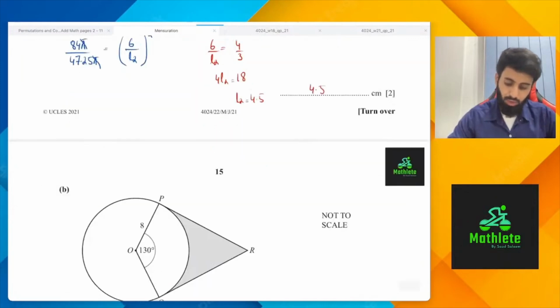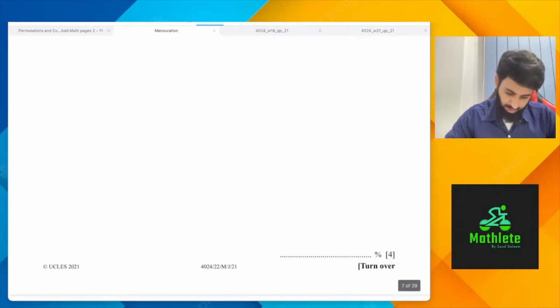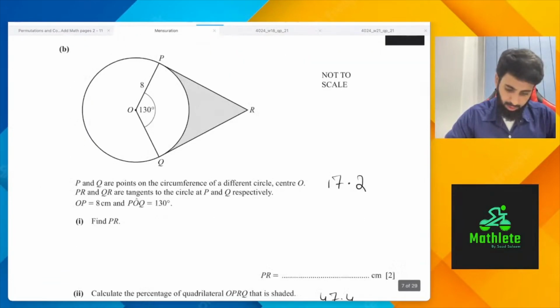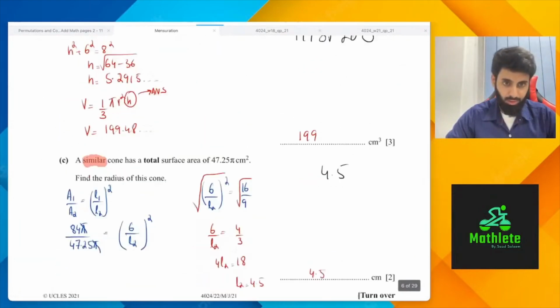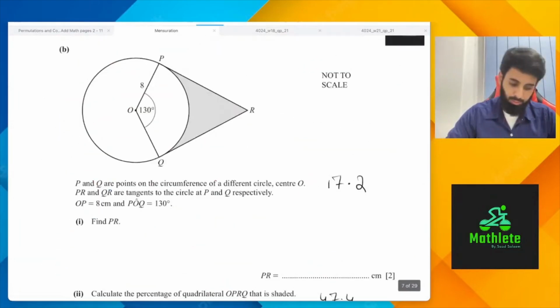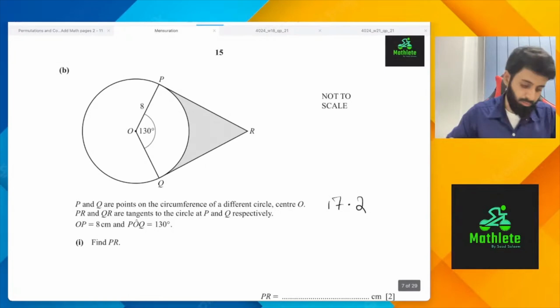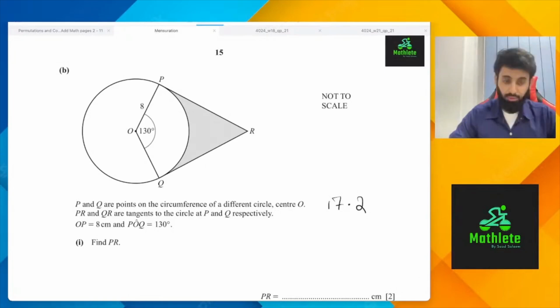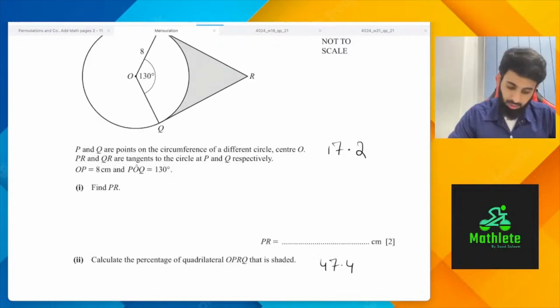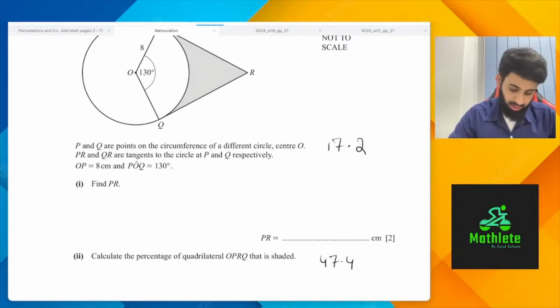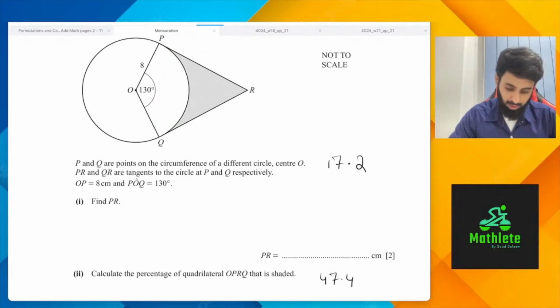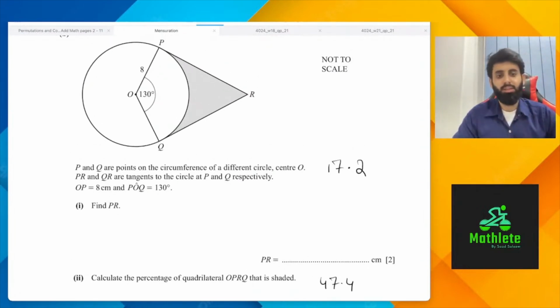Okay. All right. Now, this is a different question's part B. It's not this question. It's a different question's part B. But the reason why I've taken this question over here is because it deals with 2D mensuration. Okay. So it says P and Q are points on the circumference of a different circle, center O. PR and QR are tangents to the circle at P and Q respectively. So what happens when a radius meets the tangent?